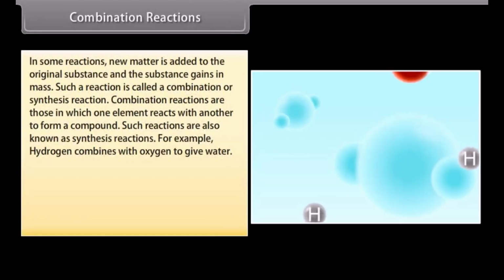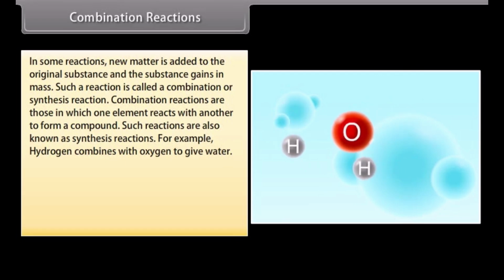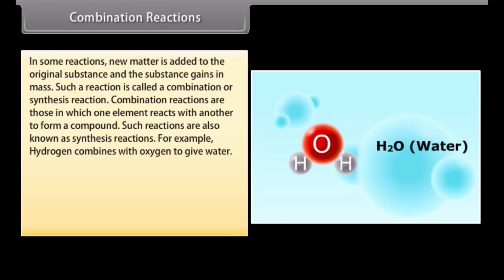Combination reactions. In some reactions, new matter is added to the original substance and the substance gains in mass. Such a reaction is called a combination or synthesis reaction. Combination reactions are those in which one element reacts with another to form a compound. Such reactions are also known as synthesis reactions.